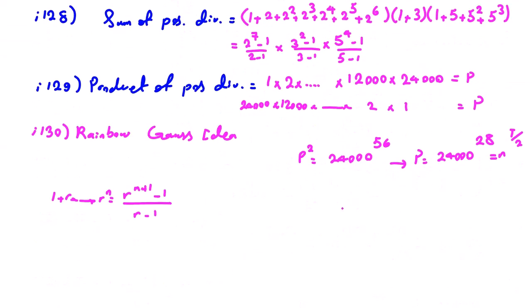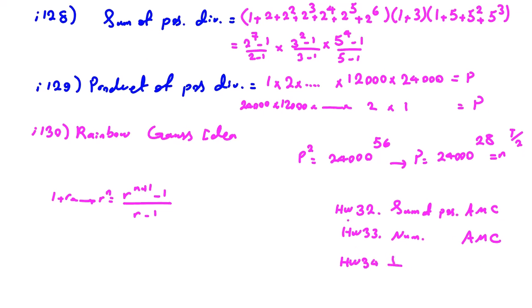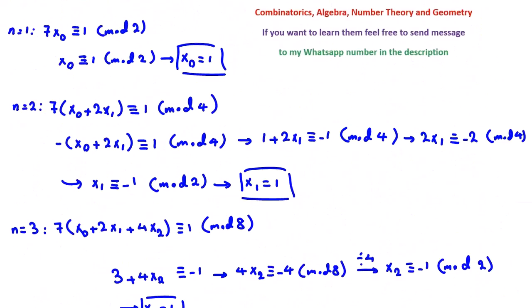Homework 31, homework 32. Also, we have a problem related to the sum of positive divisors in AMC. Another problem related to probability and the number of positive divisors of AMC. Homework 34, we had a problem 1 plus 1 over 2 plus 1 over 3, where the denominators are the numbers whose primes are 2, 3, 5, and some of them is what? It wasn't a problem of AMC. I should search for that and tell you the exact problems. If you know the exact homeworks, feel free to send a message to my WhatsApp number. Okay, so we worked on this problem.